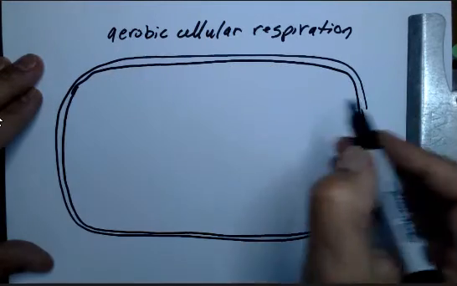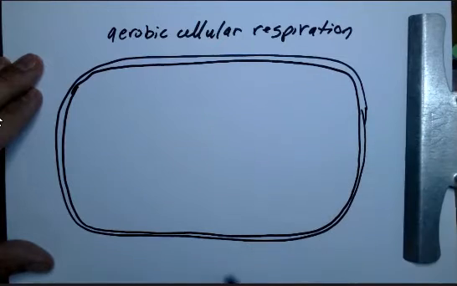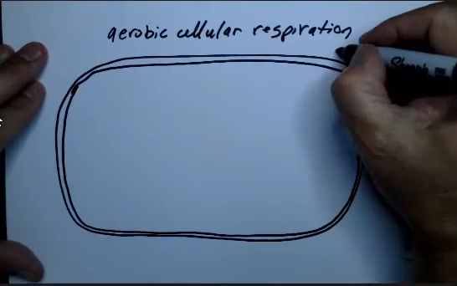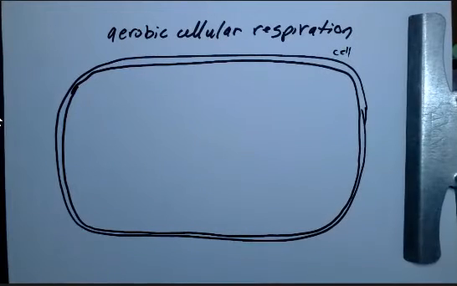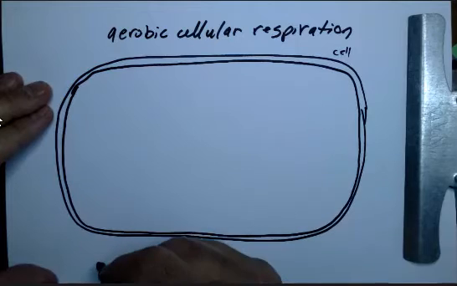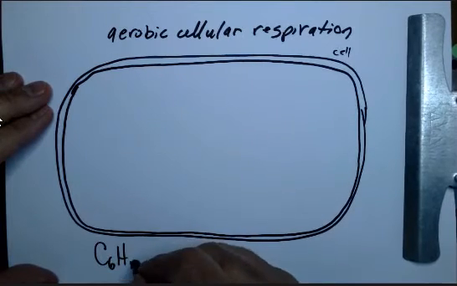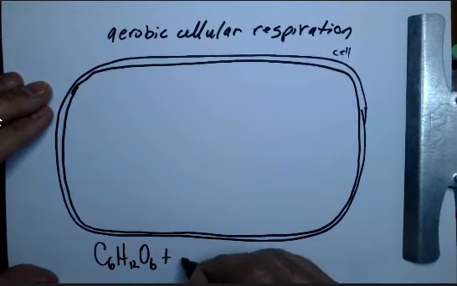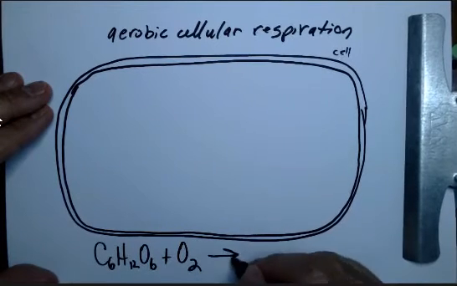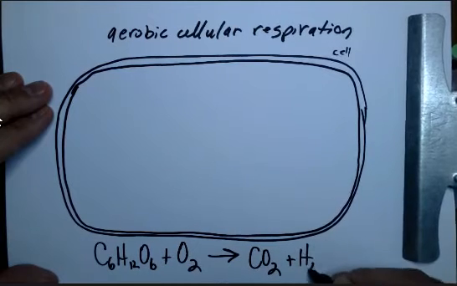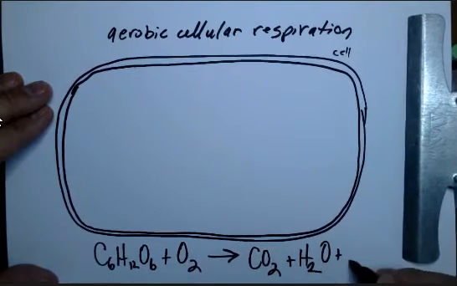Let's do that. It's not very pretty, but it'll work. This is the cell. And the next thing I want to do is put in the formula. C6H12O6 plus O2 makes CO2 plus H2O plus ATP.